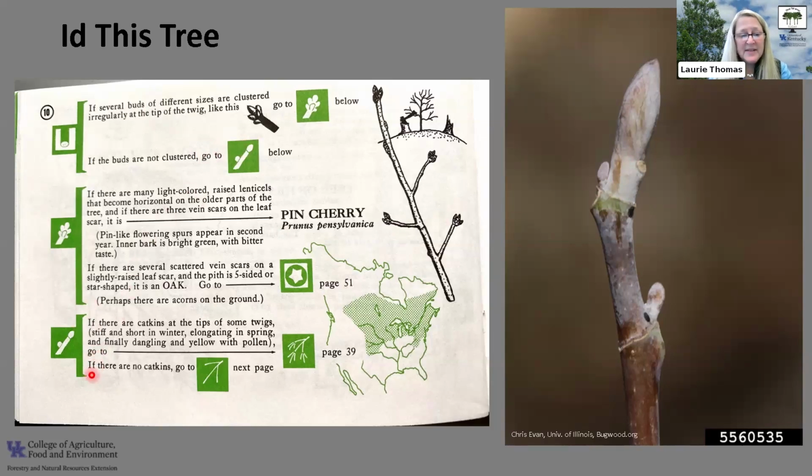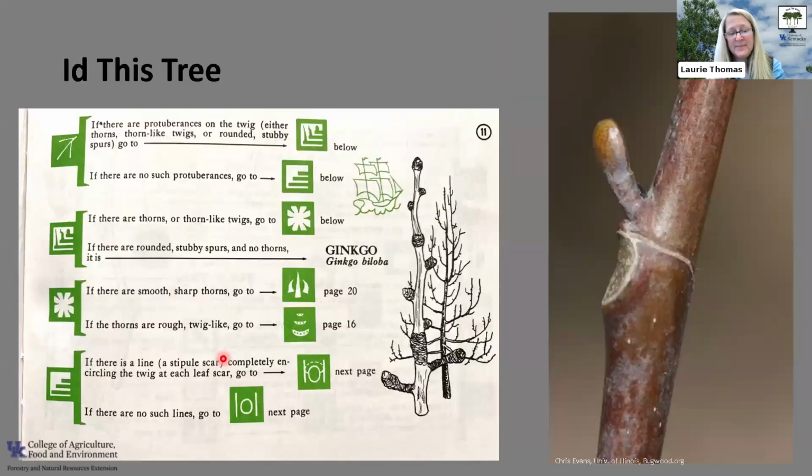And now it asks if there are catkins at the tip of the twigs, which are short and elongated. They look like little tiny cattails that would be hanging off of our twig here. Or if there are no catkins. Well, we don't see any catkins on our sample. So we're going to go to our tree without catkins on the next page.